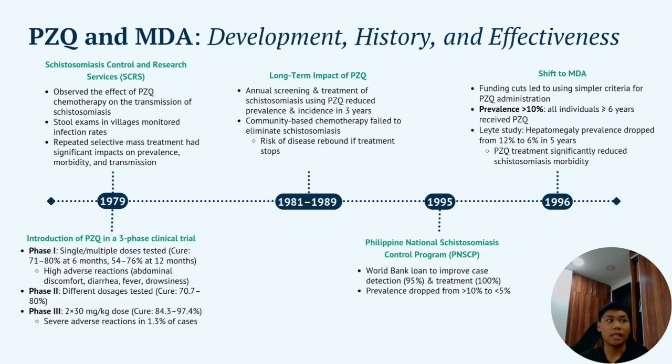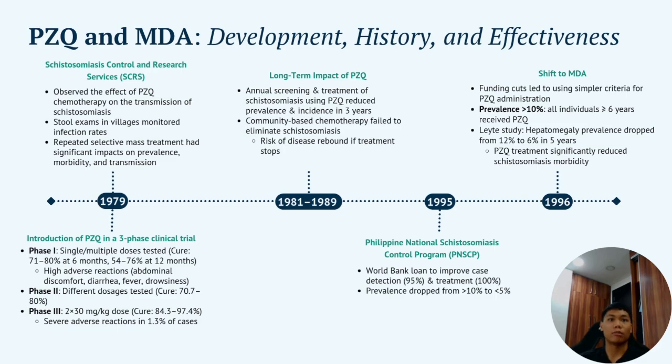Moving on to 1981 to 1989, it was a study of the long-term impact of PZQ. So here there was annual screening and treatment of schistosomiasis infections using PZQ, and it showed that the prevalence and incidence of infection dropped dramatically after 3 years. The community-based chemotherapy with PZQ, however, was unable to completely eliminate schistosomiasis. They concluded that this could result in a rebound of prevalence, intensity, and morbidity of schistosomiasis.